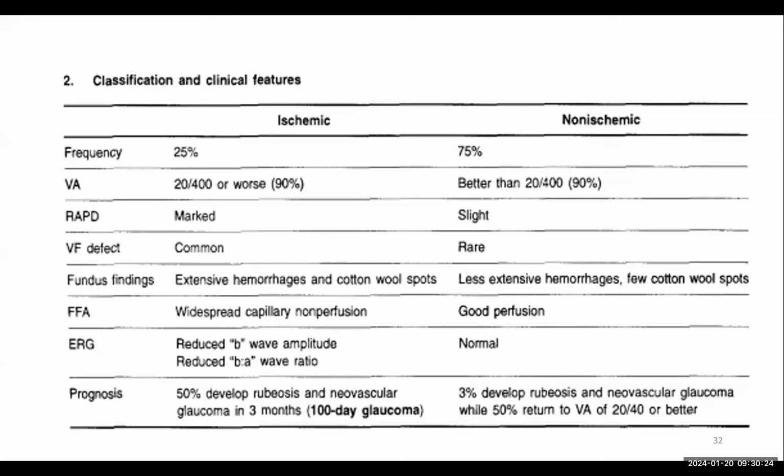Then fundus findings are extensive. You see extensive hemorrhages and cotton wool spots in the ischemic type, and less extensive hemorrhage and few cotton wool spots in the non-ischemic type. On fundus fluorescein angiography, you see widespread capillary non-perfusion in the ischemic type, whereas you see good perfusion in the non-ischemic type.